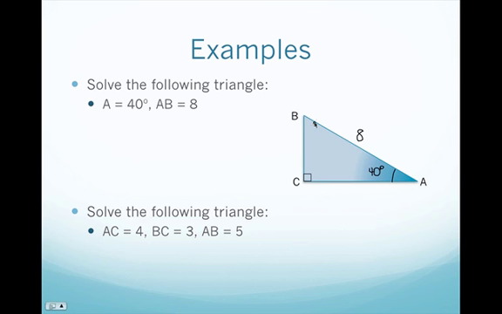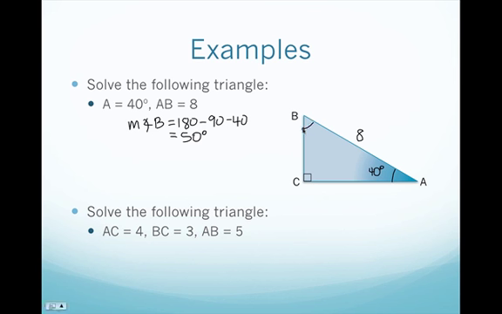Well, we can actually solve for angle B without any trig. We know that angle C is 90 degrees, angle A is 40 degrees, and there are only 180 degrees in a triangle, so the measure of angle B equals 180 minus 90 minus 40. So the measure of angle B is 50 degrees.